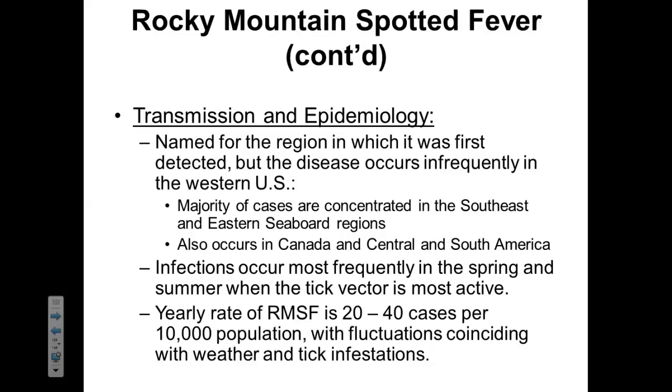These infections are going to occur in the spring and summer when that arbor vector, that tick, is most active. There are almost no cases within the fall and essentially 0 cases within the winter when ticks go dormant. Every year, Rocky Mountain spotted fever is going to have approximately 20 to 40 cases for every 10,000 people within the population. So we're looking at 0.2 to 0.4% of the United States population, or less than 1%, will develop Rocky Mountain spotted fever in any given year. There are going to be some fluctuations on an annual basis based on the weather and how accommodating that weather is for the preferred arbor vector, the tick.